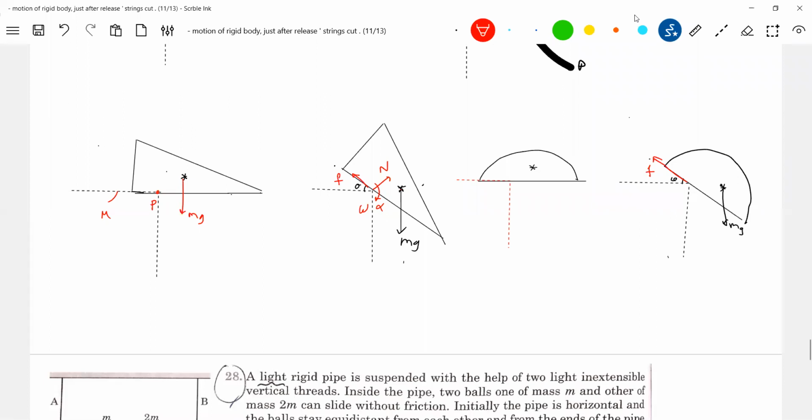Because as theta increases, omega will increase, then the friction will not be sufficient to keep it in circular motion. So there the slipping will occur. It will leave the circular path about point P. And the normal contact. I'm just showing the basic things. Remaining all you are supposed to work out. This is the center of mass.